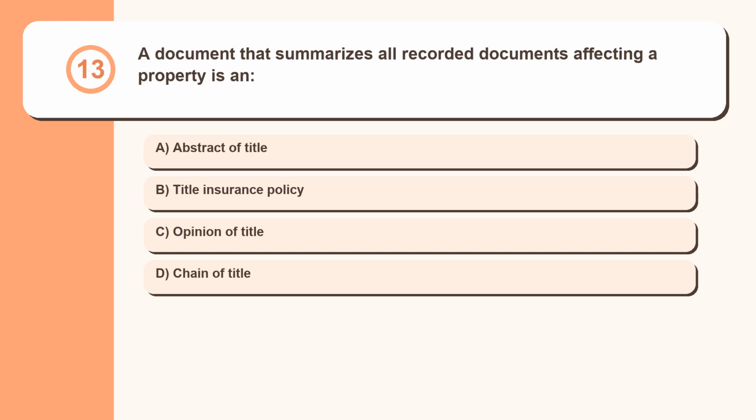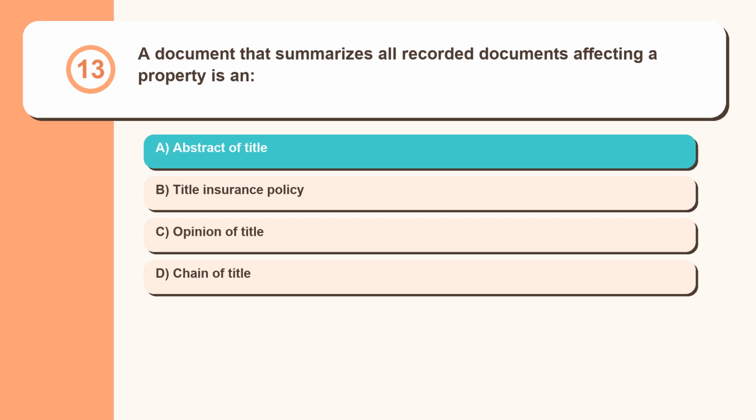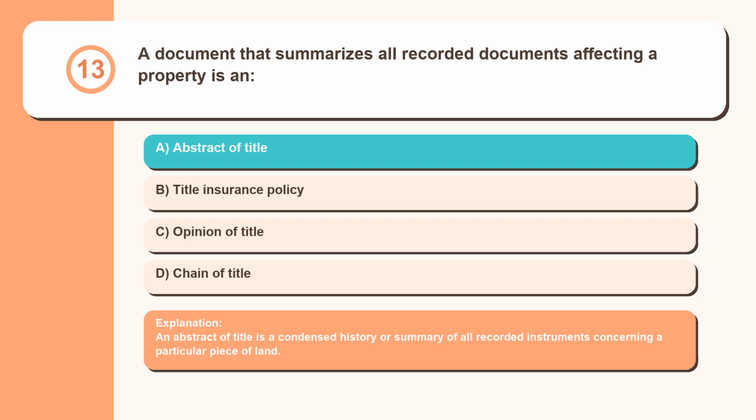Question 13. A document that summarizes all recorded documents affecting a property is an: abstract of title, title insurance policy, opinion of title, chain of title. An abstract of title is a condensed history or summary of all recorded instruments concerning a particular piece of land.